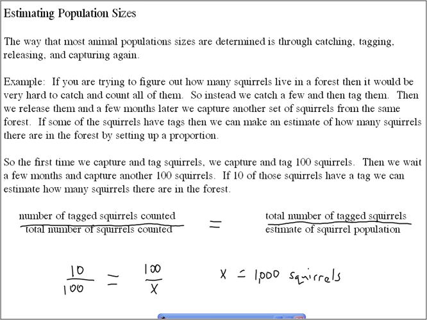Population sizes. Now, the way most animal populations are determined is through capturing, tagging, and releasing them, because you can't exactly count all the fish in a lake, or all the insects in a forest, or squirrels or anything like that, and that's what we're going to be focused on for this example.